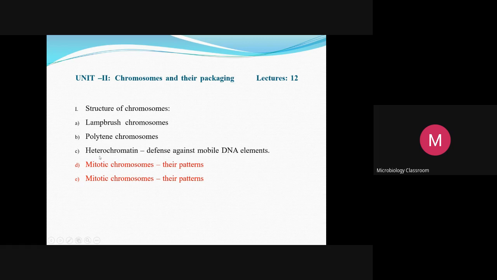So heterochromatin is the inactive form of the chromosome, or a less active form of the chromosome. So it can be a defense against the mobile DNA elements. Mobile DNA elements are the transposons or jumping genes. Whenever a jumping gene inserts within the chromosome, it brings about the inactivation of that gene. Whenever they insert inside this region, that is heterochromatin, they do not cause much difference. So in this way, there is regulation of gene expression in this heterochromatin.